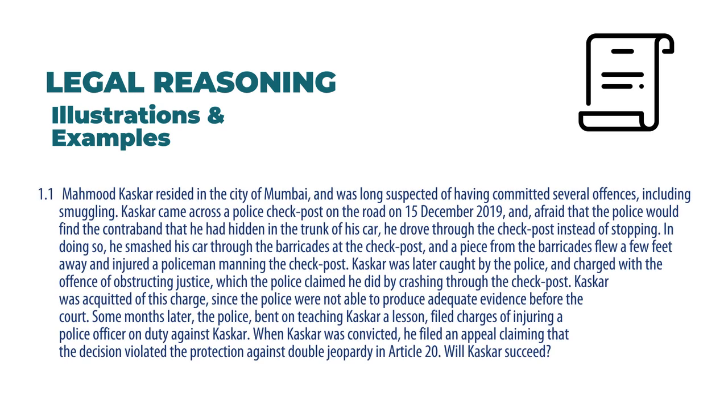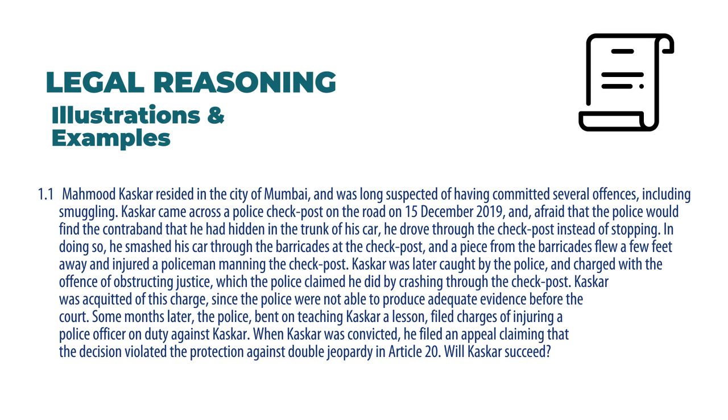Mahmood Kaskar resided in the city of Mumbai and was long suspected of having committed several offences, including smuggling. Kaskar came across a police checkpost on the road on 15 December 2019 and, afraid that the police would find the contraband that he had hidden in the trunk of his car, he drove through the checkpost instead of stopping. In doing so, he smashed his car through the barricades at the checkpost, and a piece from the barricades flew a few feet away and injured a policeman manning the checkpost.